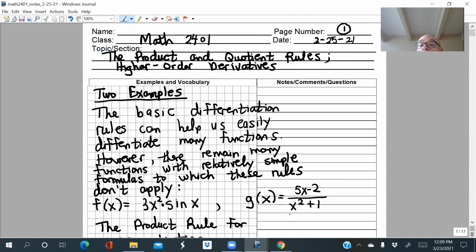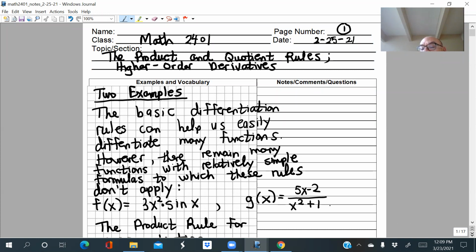Now, let's learn some more advanced differentiation rules, for functions that are a little bit more complicated than the ones that we saw in these prior notes. All right, so look at these two functions. f of x here is 3x squared times sine of x, a little bit more complicated than the ones we just finished. And this one is especially more complicated: g of x is 5x minus 2 over x squared plus 1.